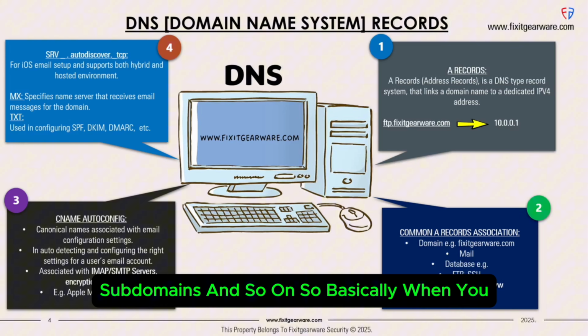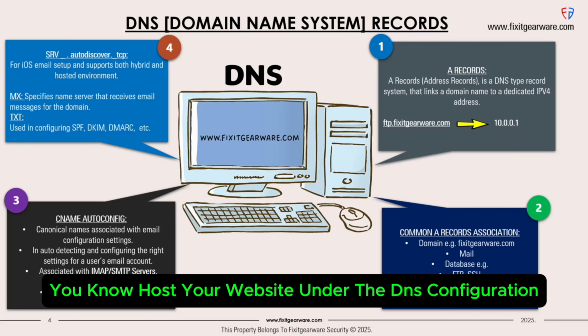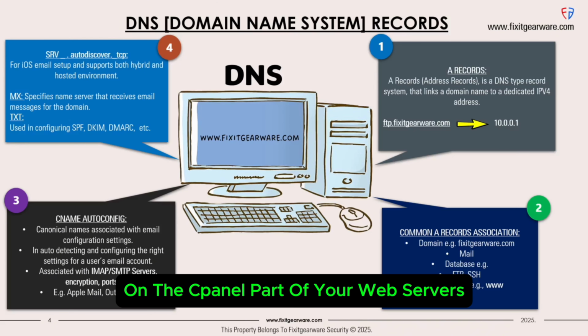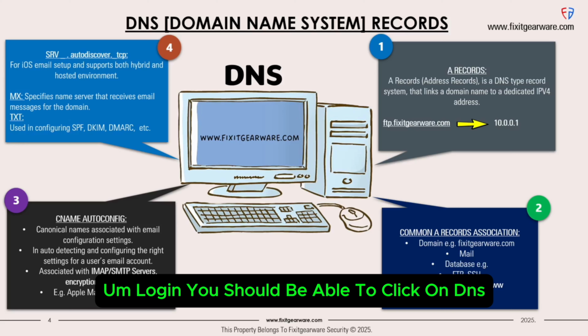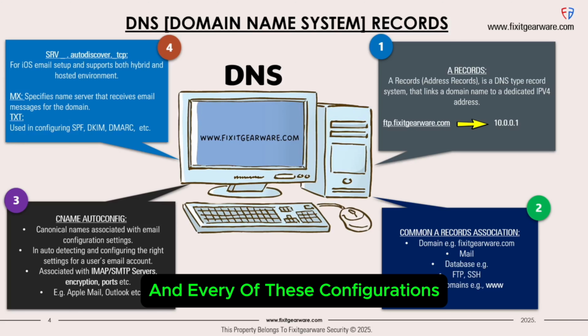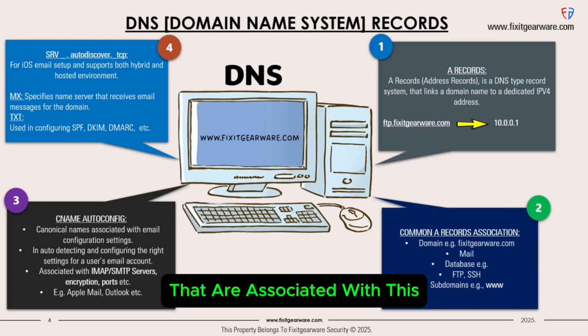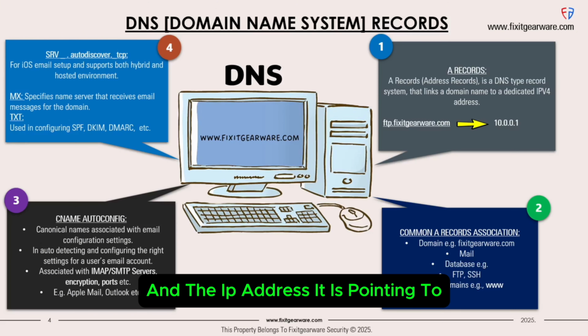So basically, when you host your website, under the DNS configuration, on the cPanel part of your web server's login, you should be able to click on DNS, and every one of these configurations that are associated with these A records will be displayed. So, of course, like we said, the domain or the services and the IP address it is pointing to.